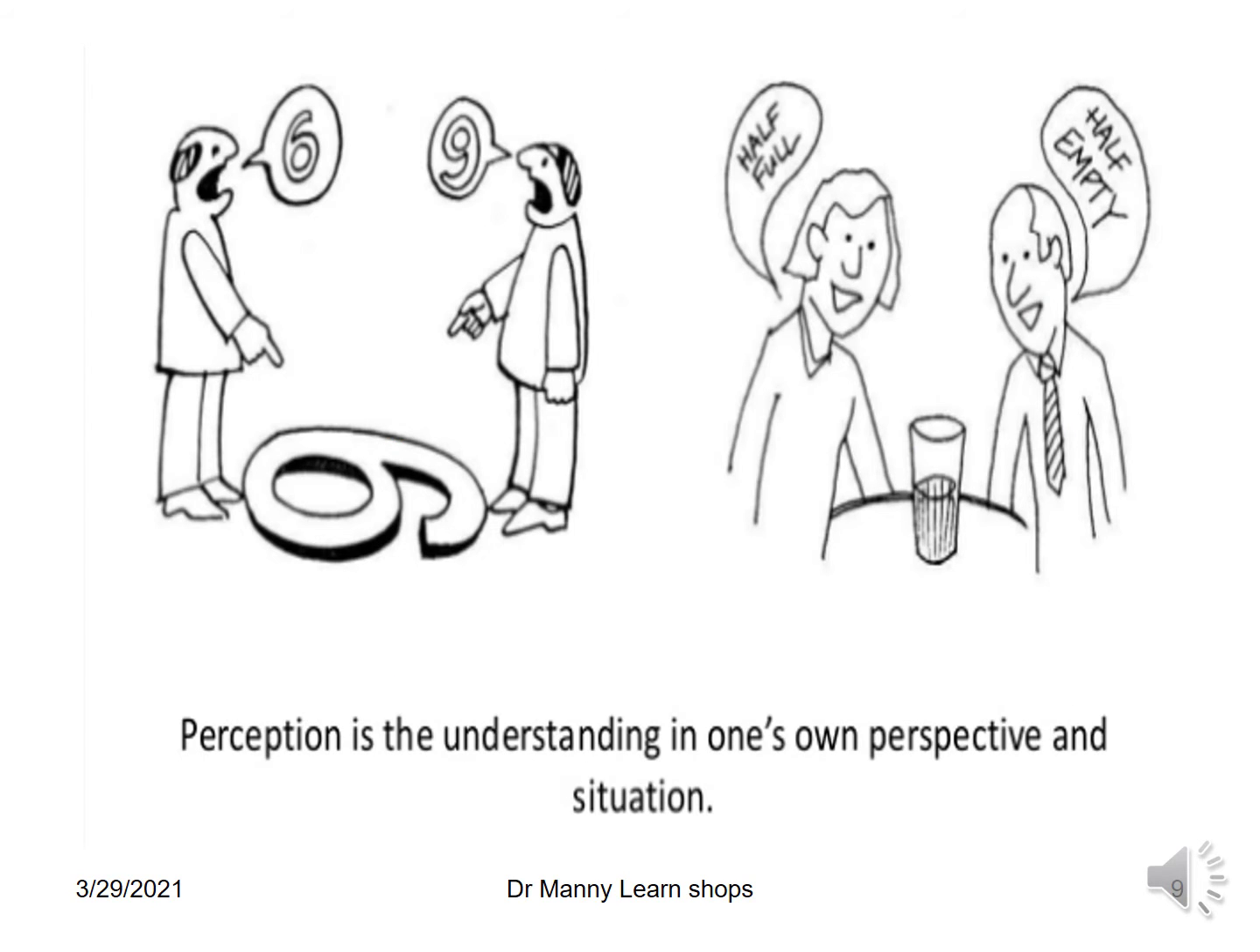Perception, look at the characters. Perception is an understanding in one's own perspective or situation. So for example, when you observe something, look at the number. If it's facing a certain direction, it could be seen as a 6, or it may be perceived as a 9. I always look at the glass as being half full, a positive response, rather than half empty. It's your perception.